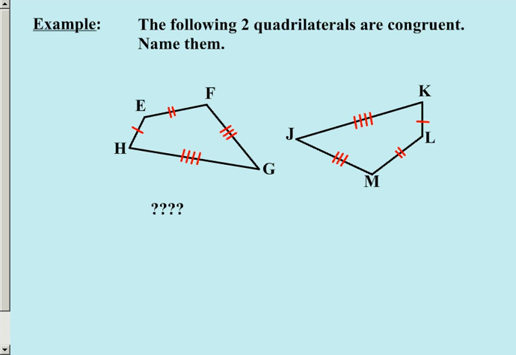Now, since we have 4 vertices for our quadrilateral, it would take 4 vertices in order to name it. Okay, and then we will establish that however we name the quadrilateral on the left, it's going to correspond to and be congruent to the 4 vertices from the figure on the right. But in order to name it, we have to figure out what corresponds to what in order to get the vertices in the proper order.